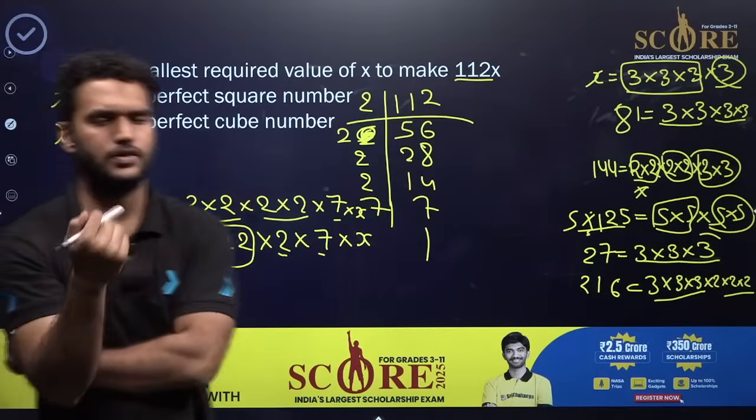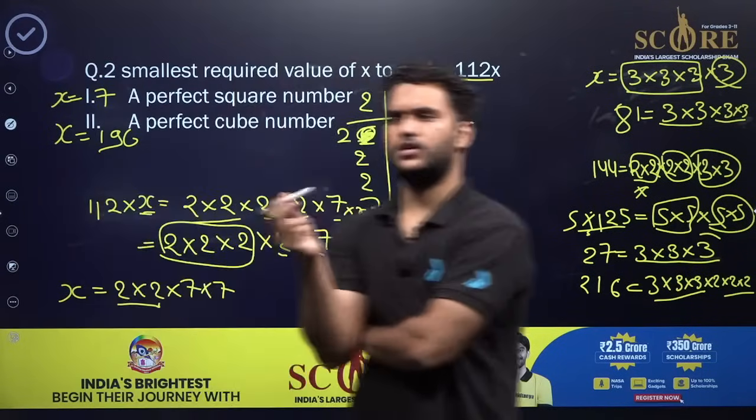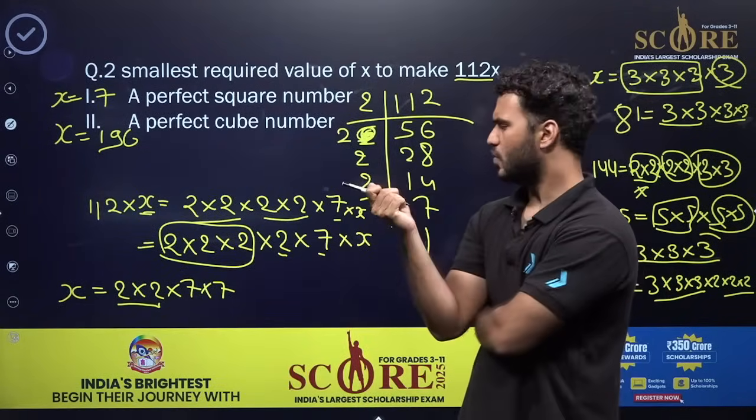49, 50, 50, 100, 200. Yeah, 200 minus 4, yeah, 196.